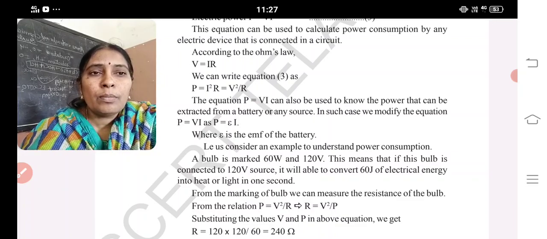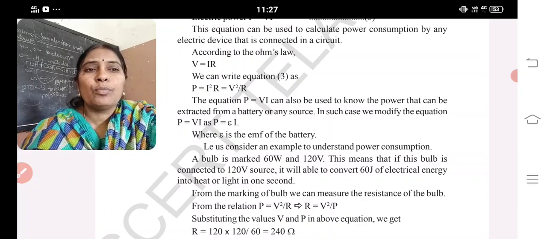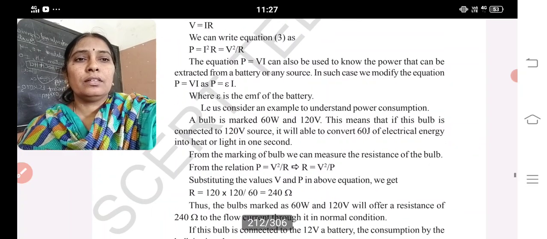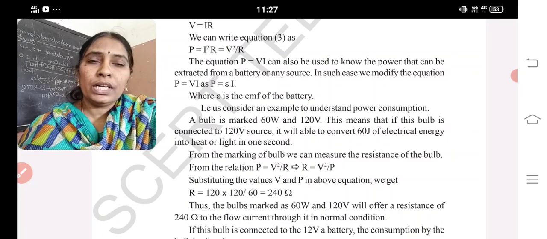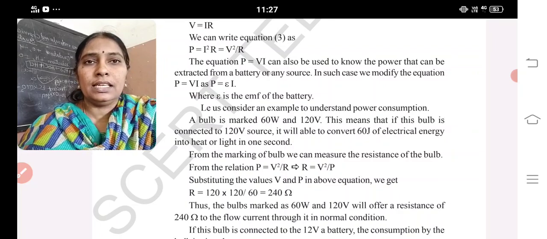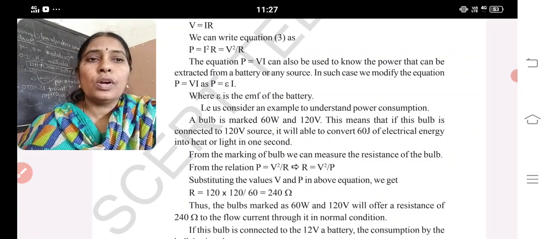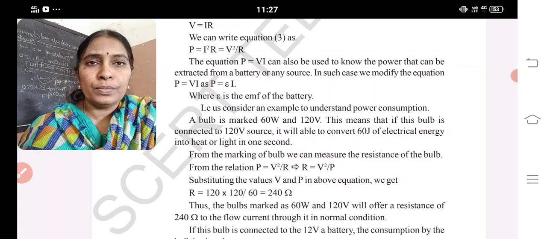So, to find the resistance of the bulb, use the relation P equals V square by R, so R equals V square by P. Substituting the values of P and V in the above equation, V is given as 120. 120 into 120 by 60. 60 ones are 60, 60 twos are 120, so 120 into 2 is 240. And R means resistance. Resistance is measured in ohms. That is the symbol of ohm.